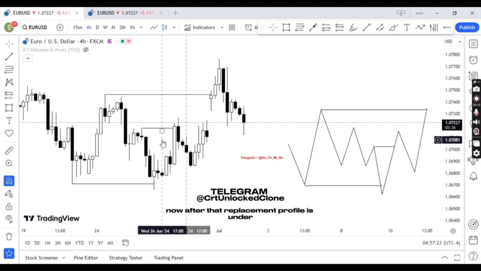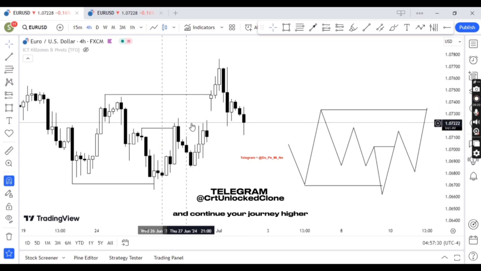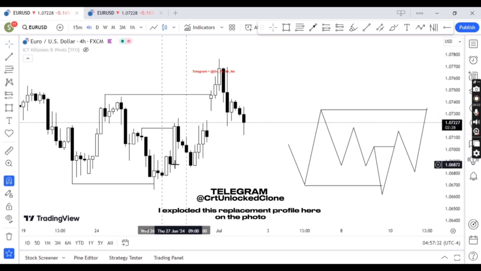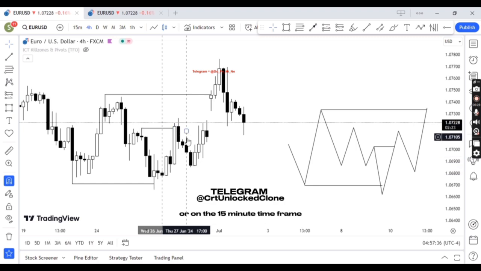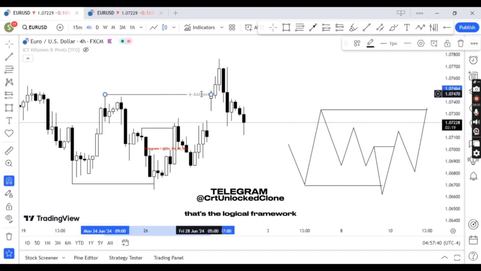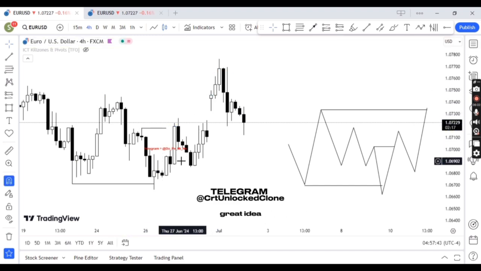Now after that retracement profile has ended, price can again go to another expansion profile and continue its journey higher. But in this case I exploited this retracement profile here on the 4 hour, on the 15-minute time frame, and I took a short trade there. That's the logical framework and thought process behind the trade idea.